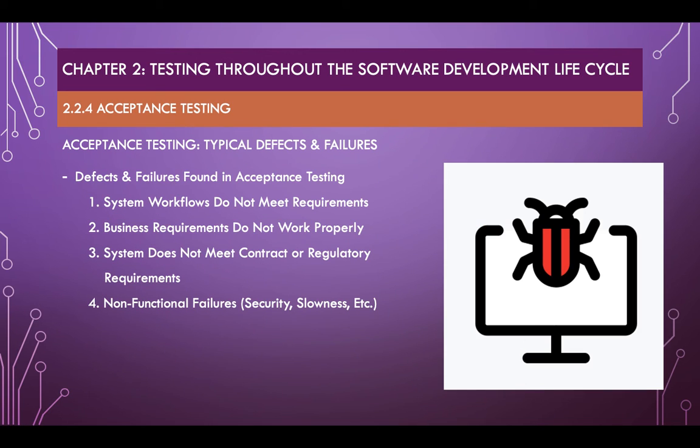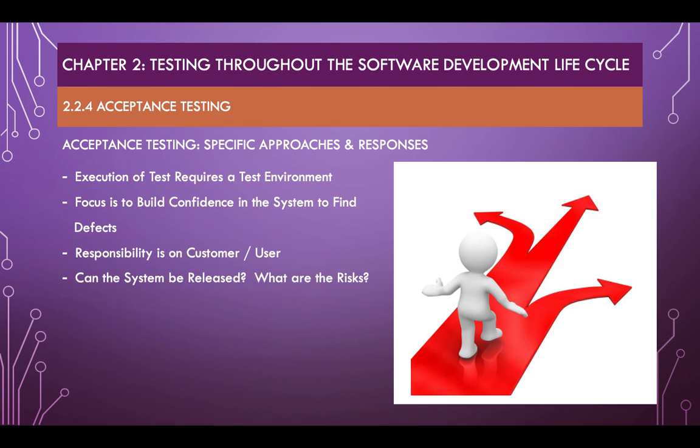Acceptance testing, typical defects and failures. Defects and failures found in acceptance testing are usually system workflows do not meet the requirements, business requirements do not work properly, system does not meet contract or regulatory requirements, or non-functional failures such as security, slowness, things that often cannot be foreseen. Acceptance testing, specific approaches and responses.